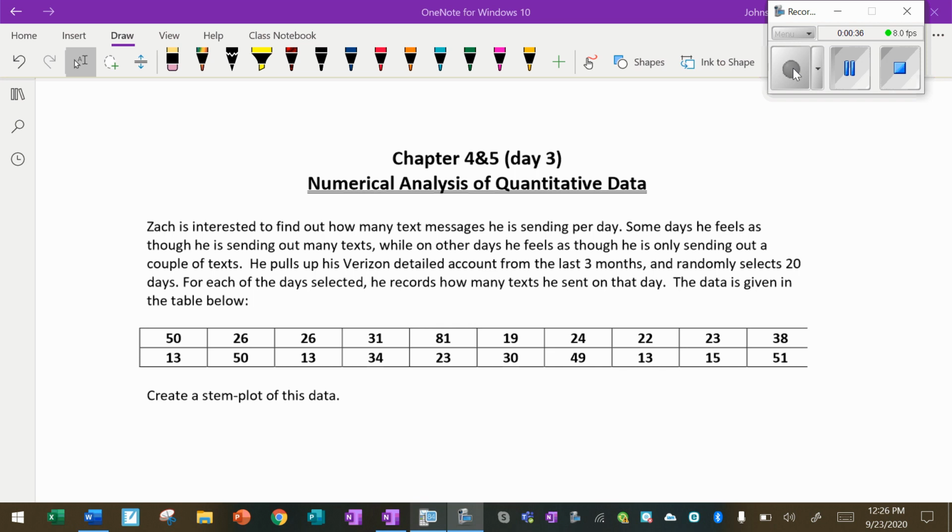So Zach, my son, is interested in finding out how many text messages he is sending per day. Now, Zach is in second grade. No, he does not have a cell phone. So no, he is not sending text messages per day, but just go with the flow here.